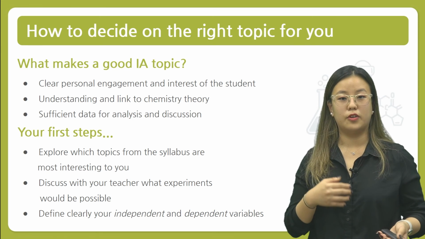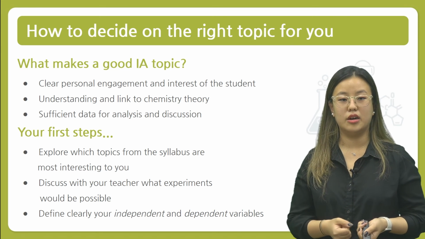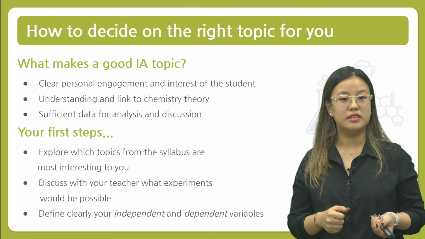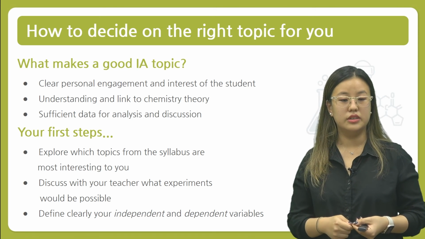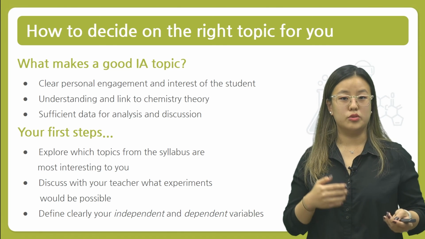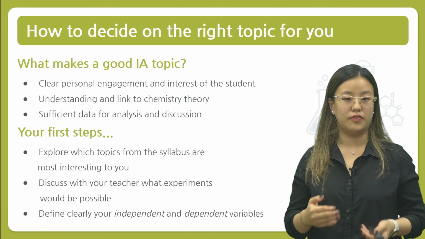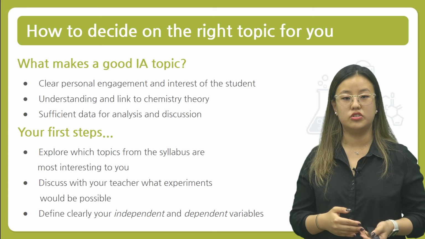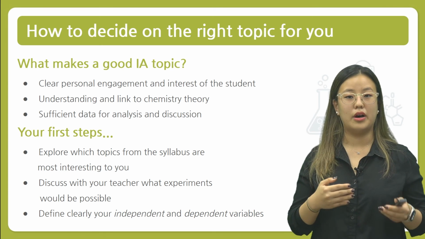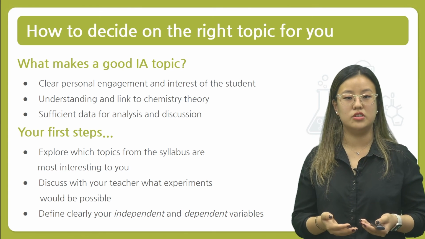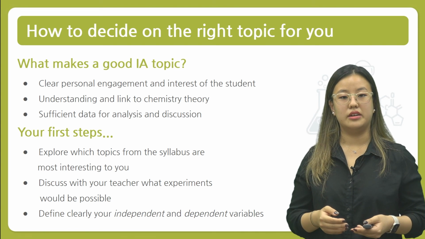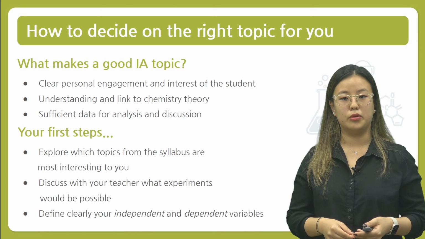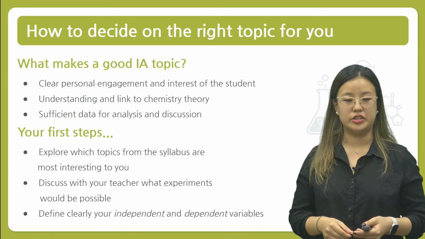Your first steps in choosing your IA topic would be to firstly explore which topics in the syllabus are most interesting to you. Secondly, which is really important in choosing your final topic, discuss with your teacher what experiments are possible in your lab and also safe enough to do in your lab. And finally, defining clearly your independent and dependent variables is really important in formulating your research question.